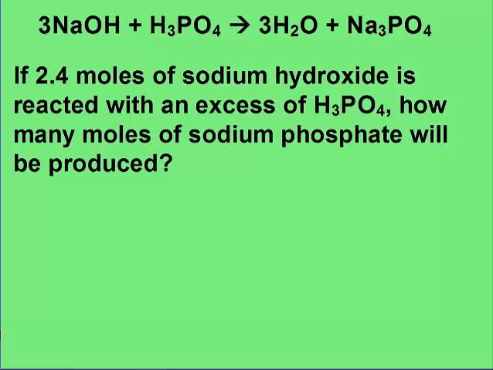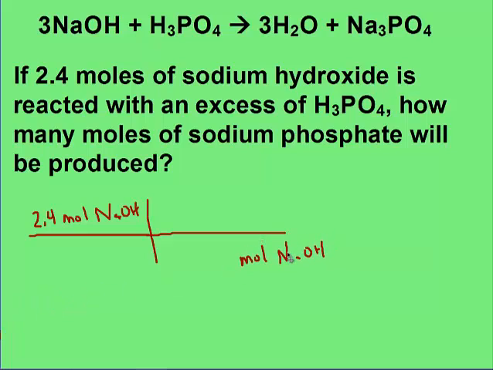I'm going to pause the video and try this one on your own. Restart when you have your answer. So we start with 2.4 moles sodium hydroxide. Worry about our unit on bottom, moles sodium hydroxide, and moles of what we're looking for on top. Mole to mole, we got to look at our balanced equation. 3 goes with sodium hydroxide, and 1 goes with sodium phosphate. Multiply and divide, and we get an answer of 0.8 moles.